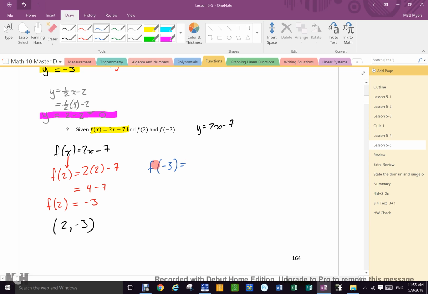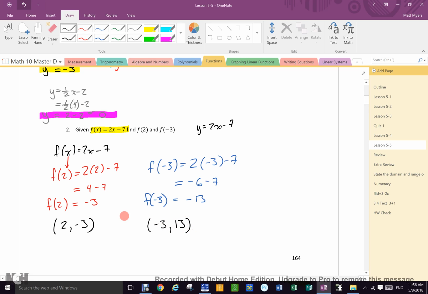How do I deal with this? What does x become? So what do I write? What is 2 times negative 3? Negative 6 minus 7, which is what? So what is the f of negative 3? Negative 13. So what then is the ordered pair?